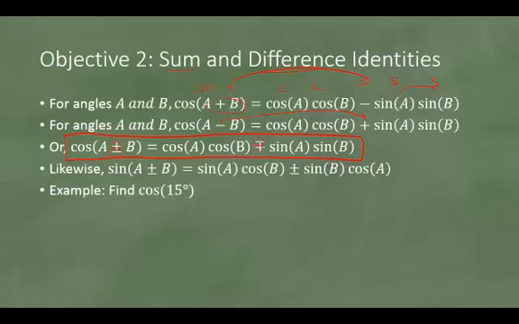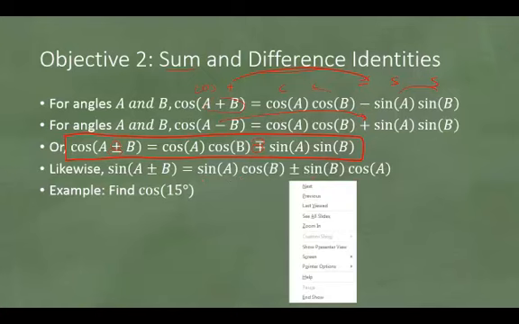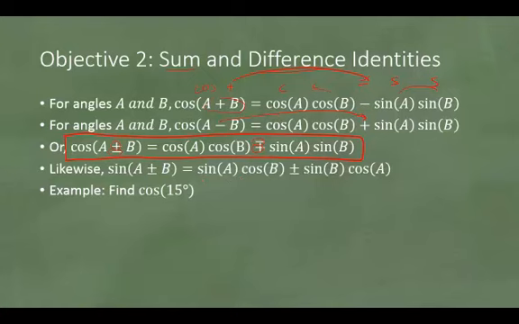Also, there's a similar identity for sine. But instead of cosine cosine, we get sine cosine, sine cosine. And we still use both the angles, A and B. The only thing we're switching around is instead of cosine cosine, sine sine, now we're doing one of each. Sine cosine, sine cosine.